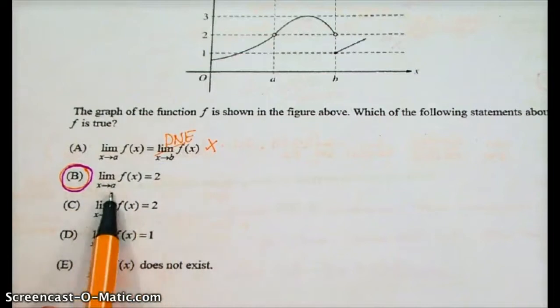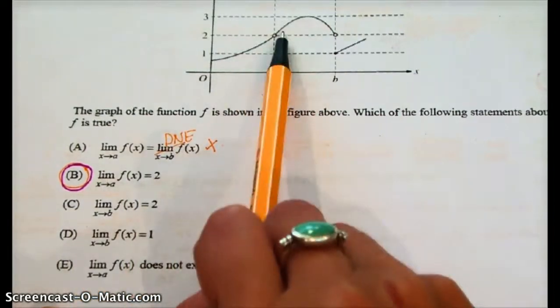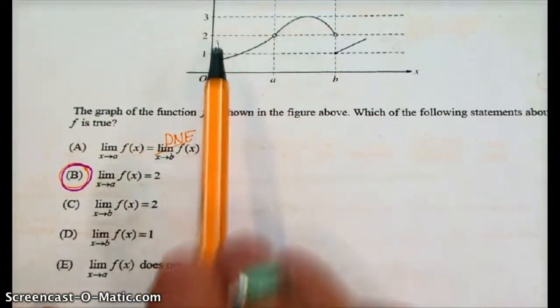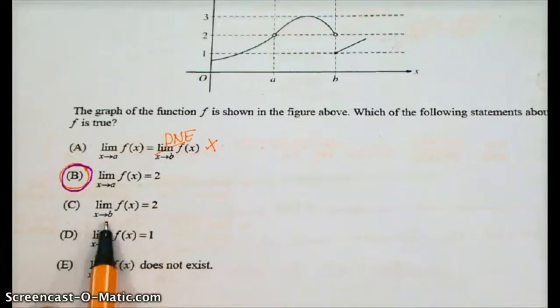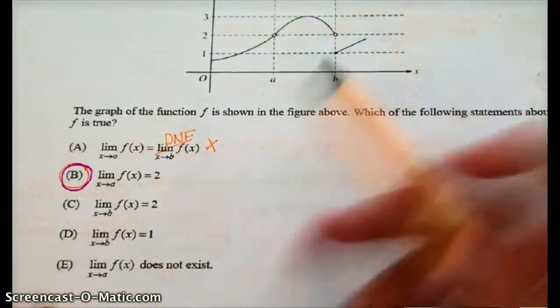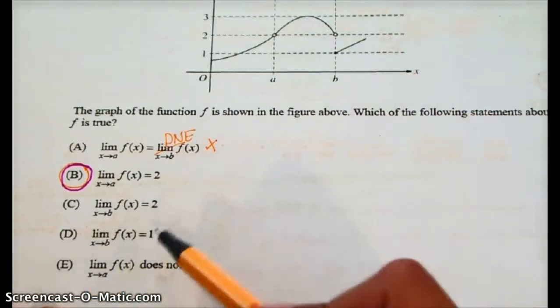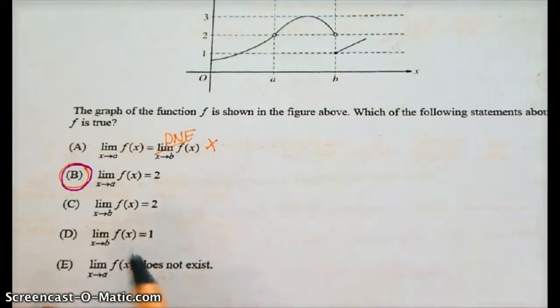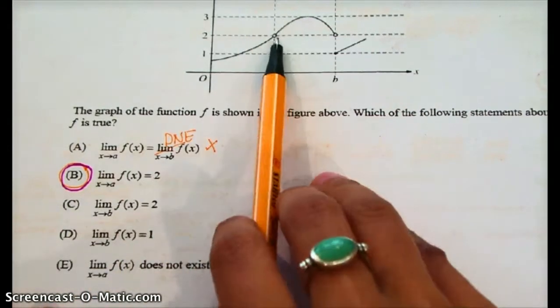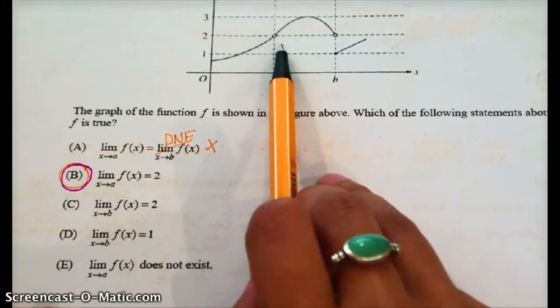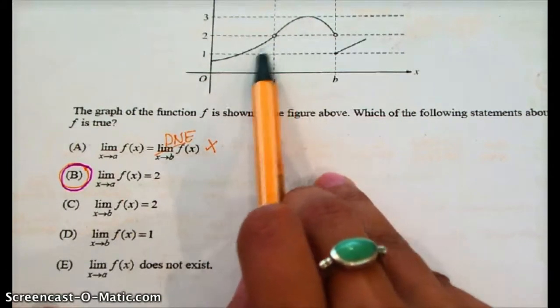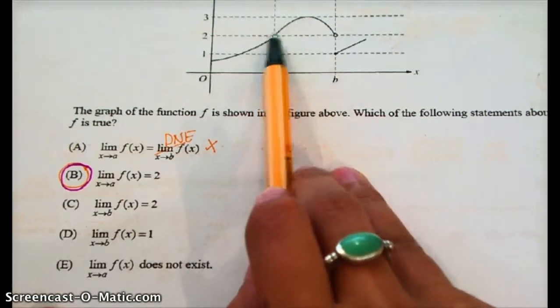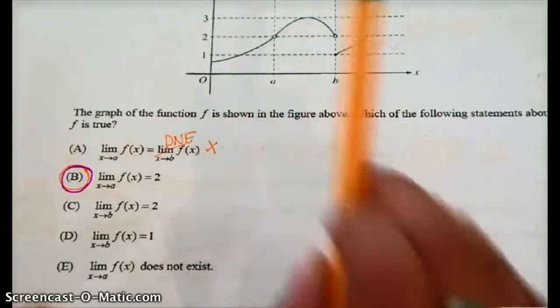B was true because as we get closer to a from both sides, the y values get closer to 2. C is false because as we get closer to b, we approach different values, so this doesn't exist, which means it doesn't equal 1 either. And A does exist, but it's not continuous. So this is a beautiful illustration of what it means for the limit to exist. The two sides come together, even though the actual point doesn't equal the rest.